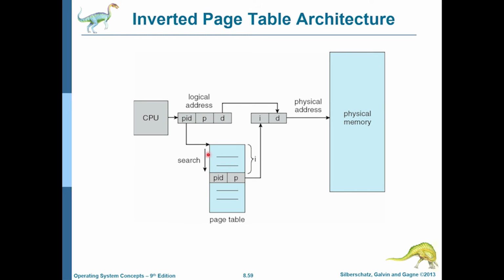So once we do a search, at one point we will find the PID-P combination over here, and then we will see how far down the page table we have gone. And this distance from the base is actually the frame number.